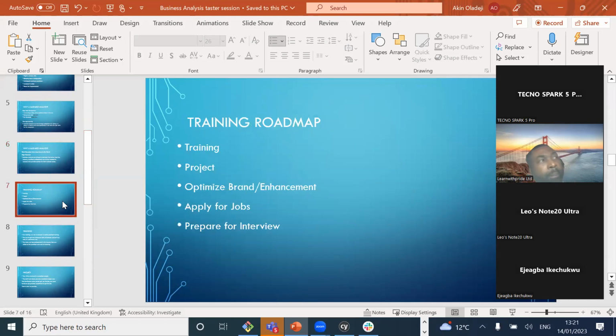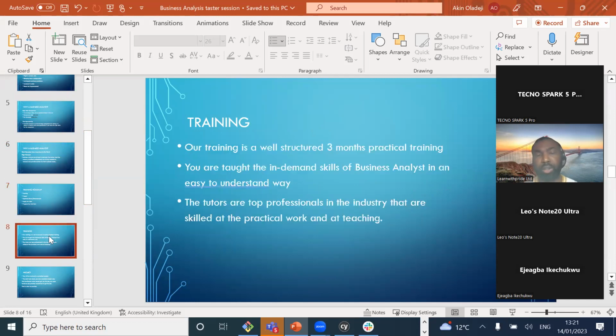So if you come on board, if you join us on this journey, what is the roadmap going to be? We have a structure that we follow. So let's take it one by one. The first one is the training. The whole program is for 3 months, but you are going to embark on, I think, 4 to 5 weeks of practical training, which is going to be twice a week.